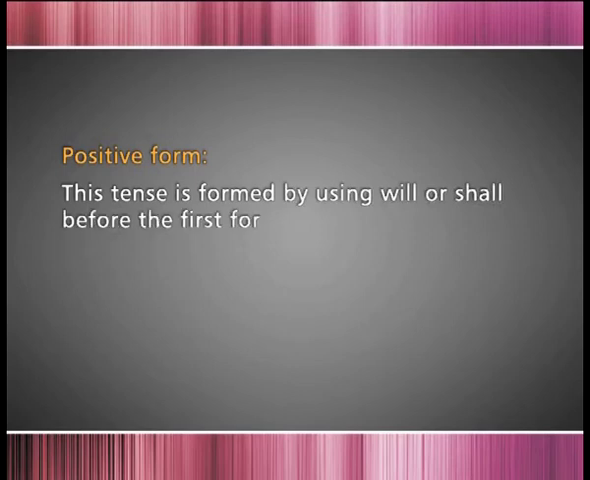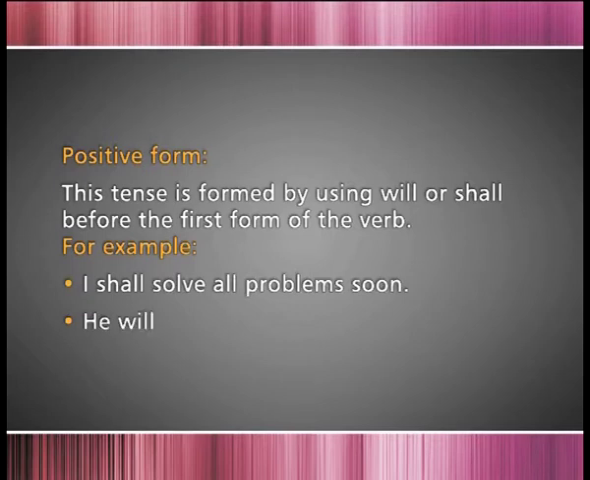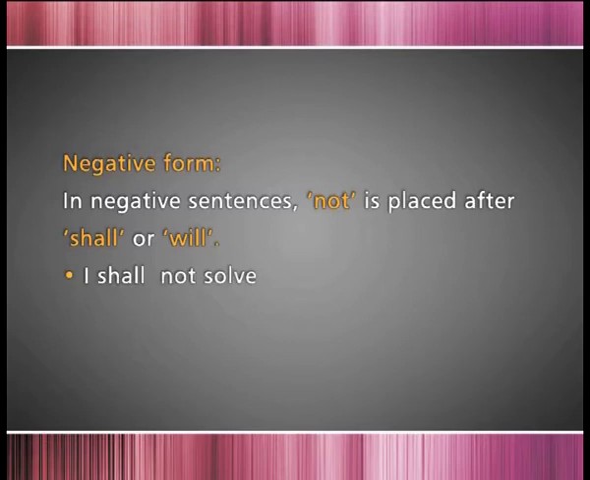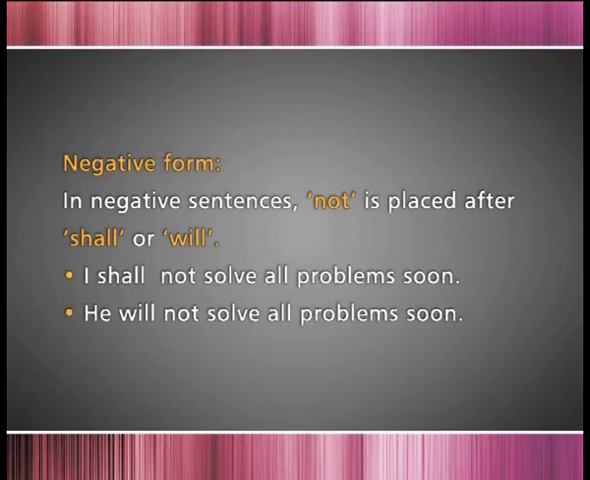Formation of the simple future tense. Positive form. This tense is formed by using will or shall before the first form of the verb. For example, I shall solve all problems soon. He will solve all problems soon. Negative form. In negative sentences, not is placed after shall or will. I shall not solve all problems soon. He will not solve all problems soon.